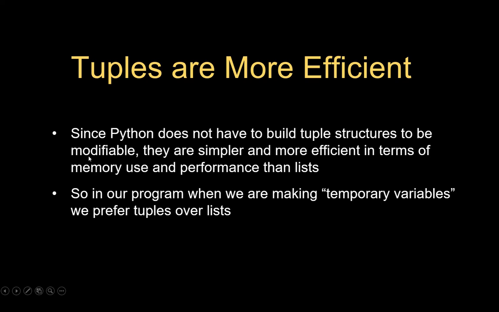We cannot modify them, but they are simpler and more efficient, and they use less memory compared to a list. In a lot of programs that we write, if we want just a temporary variable, create it for a specific time and then delete it, we prefer to use a tuple over a list. So those are the pros and cons of using a tuple versus a list.